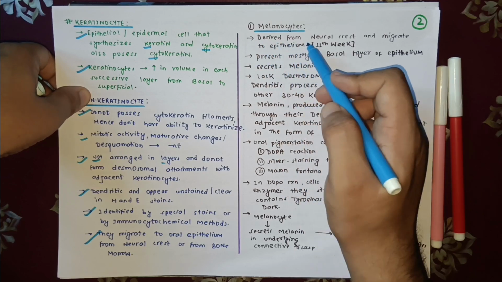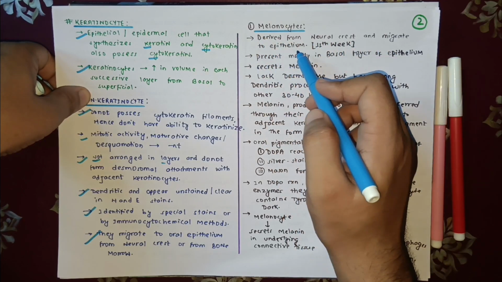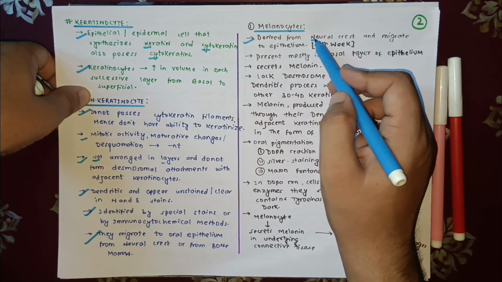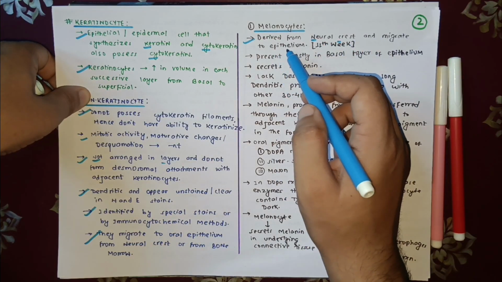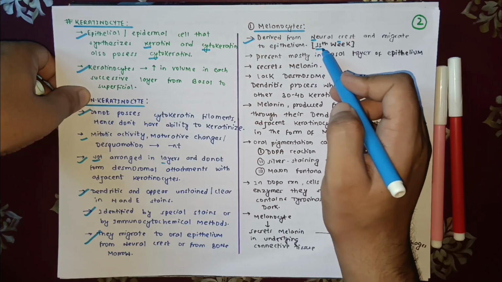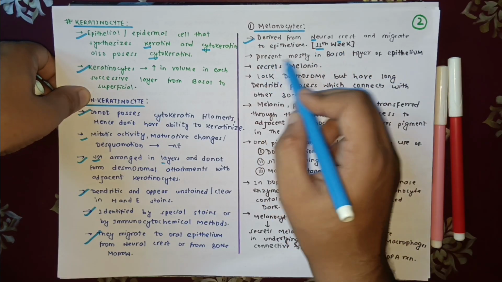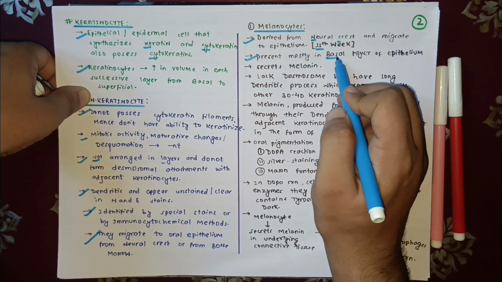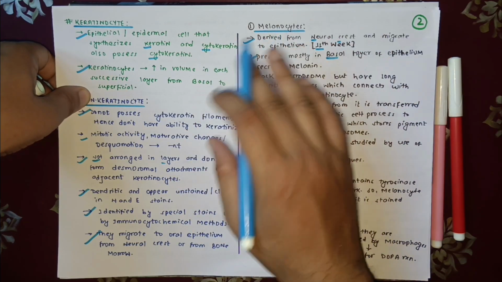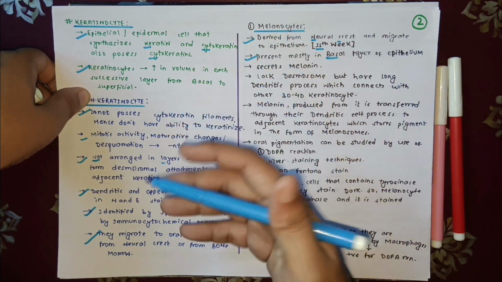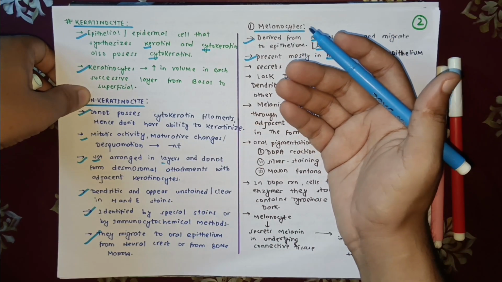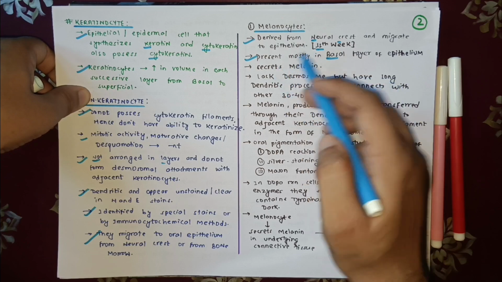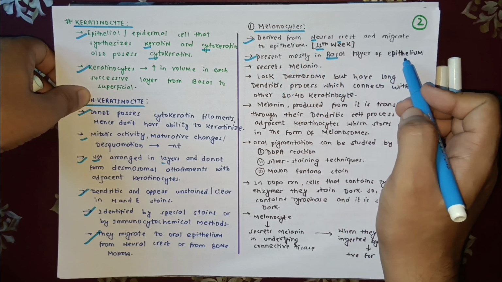In the first line, it is derived from the neural crest and migrates to the epithelium in the 11th week. As I have told here, it is derived from the neural crest cell and migrates to the epithelium, and this migration takes place in the 11th week. After that, it is present mostly in the basal layer of the epithelium. We have four different layers in keratinized and three different layers in non-keratinized epithelium, I think you have remembered that. So these melanocytes are present in the basal layer.